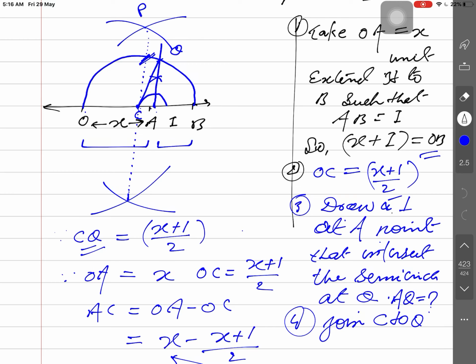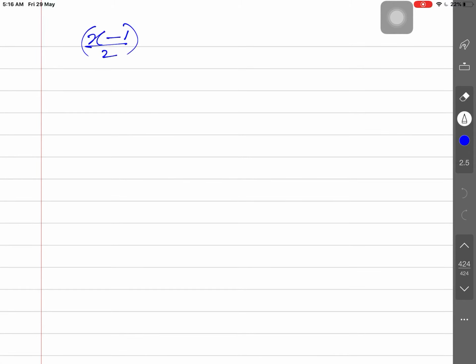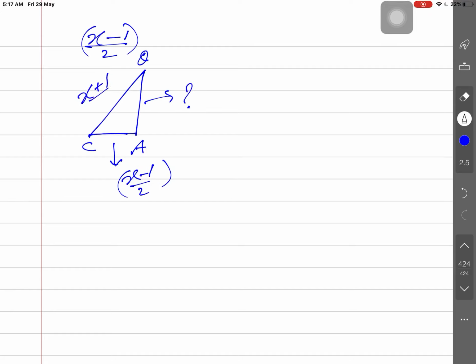Now we have a triangle here. For the triangle CAQ, now we are having CAQ triangle. Yeah, this is C, A, and Q. We found here CA is x minus 1 by 2, and CQ we found here is x plus 1 by 2. You may see previous.